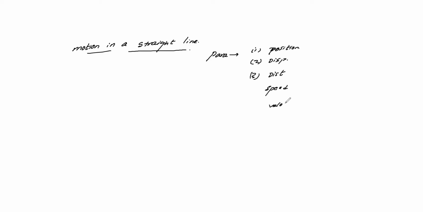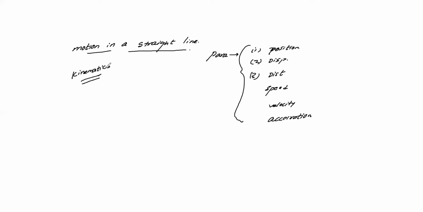In this topic, we are going to discuss some parameters. Those parameters are, first, position, next displacement, then what is distance, then speed, then velocity, and then acceleration. First we are going to discuss the definitions as well as the concepts about these terms. We call them parameters in motion in a straight line.